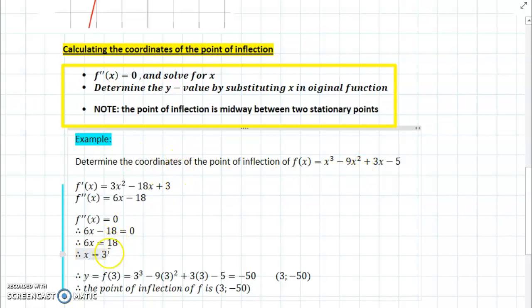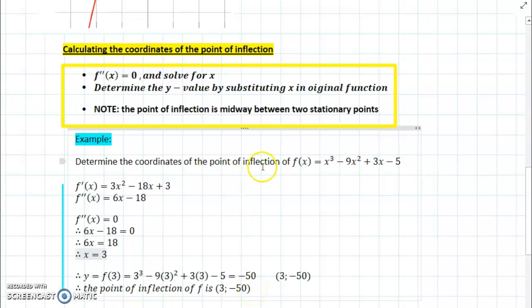So we're going to take x equal to 3 and substitute it into f of x, because that is y here. So substitute it into the original function. So it's 3 cubed minus 9 times 3 squared plus 3 times 3, subtract 5. Wherever I see an x, I replace it with 3. And that gives me negative 50. So the coordinates of the point of inflection are (3, negative 50).